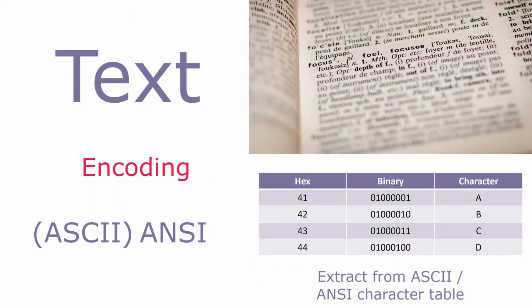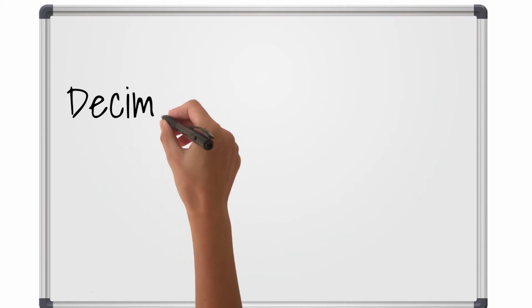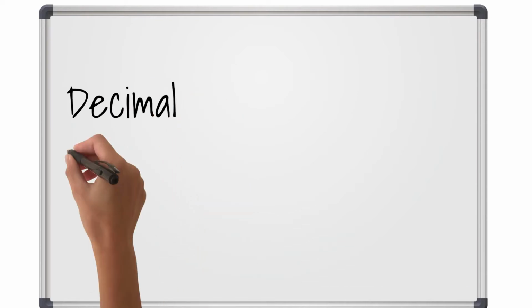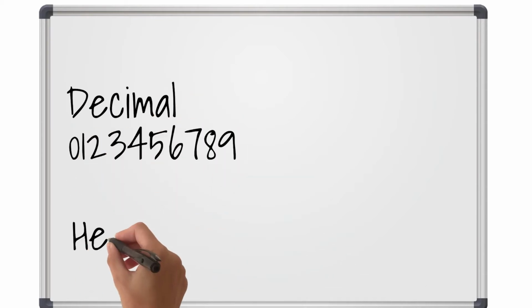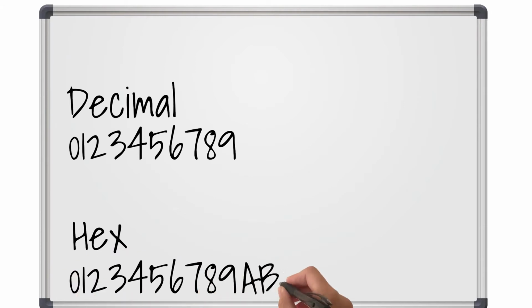ANSI chose 256 characters because these can neatly be represented using just 8 bits, ones or zeros, or 1 byte of data. Or in hexadecimal, 1 byte is represented by 2 digits. Our normal decimal numbering system uses 10 digits, 0 to 9. In hexadecimal, or hex, there are 16 digits, 0 to 9 plus A to F.